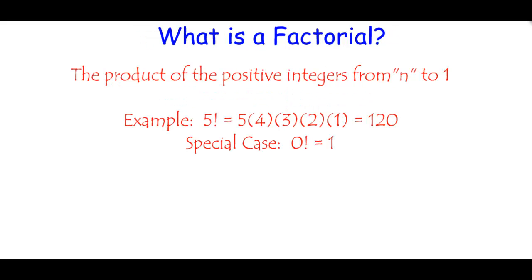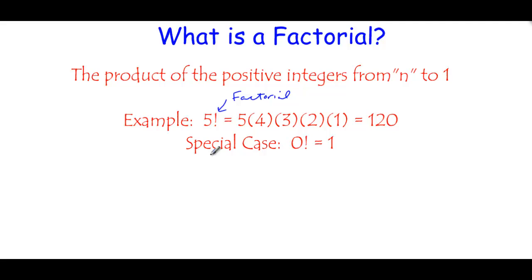And to help us out with that, we're going to use something called a factorial. A factorial is the product of the positive integers from n to 1. An example would be 5 factorial. We use this little symbol right here, this exclamation point. That is our factorial. So we say 5 factorial, which means we're going to go from n to 1, and we're going to use positive integers. Remember, integers are our whole numbers, but we're only going to deal with the positive ones. So I have 5 times 4 times 3 times 2 times 1, which gives me a total of 120.